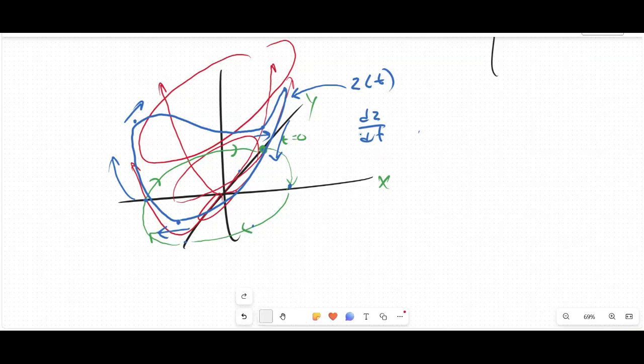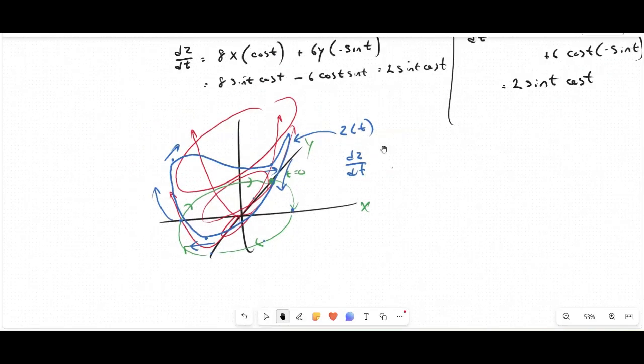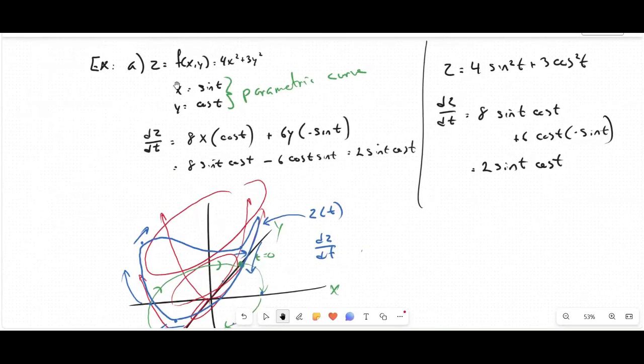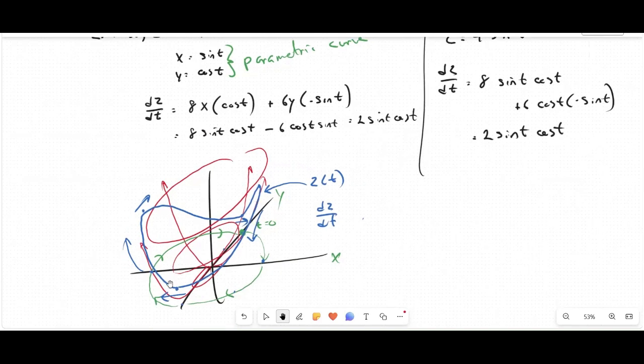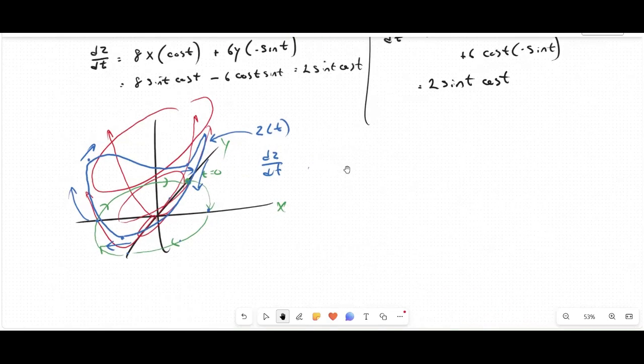So just try to keep that in mind. Whenever you see these problems, x and y collectively are being given values based on t. That generates a parametric curve. And the function f that you're given, restricted to that parametric curve, becomes a new curve. And that new curve, that's what we're differentiating.